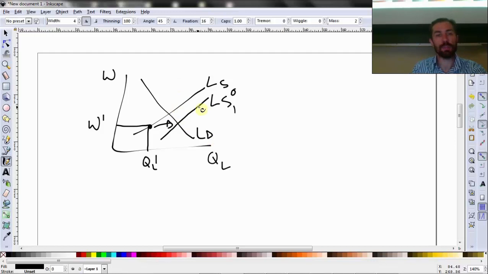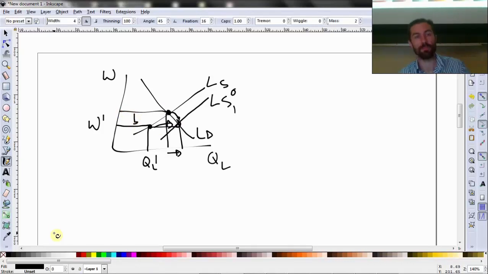If the labour supply curve shifts to the right, our equilibrium is going to shift as well. And our equilibrium is going to lead to a greater quantity of labour employed, but at a lower wage rate. Okay?